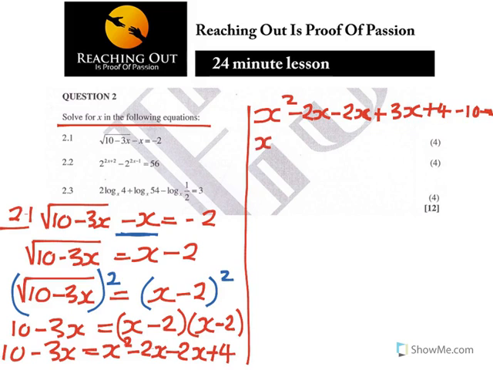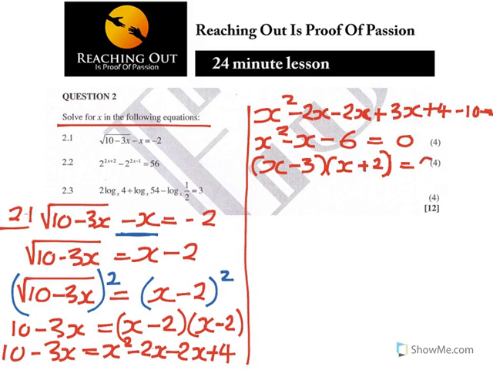Now what we have again is x squared. If you solve this, minus 2x plus 3x, you'll get minus x. Again, 4 minus 10 is minus 6, equal to 0. Now I'm putting the 0. Using again the factorizing of the product and the sum, we're going to have x minus 3, x plus 2 is equal to 0.